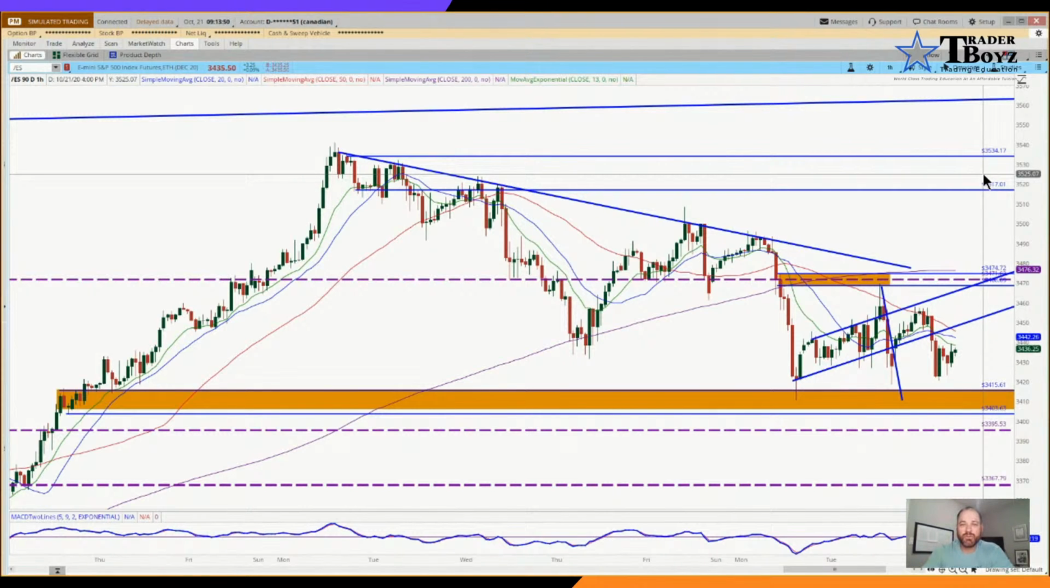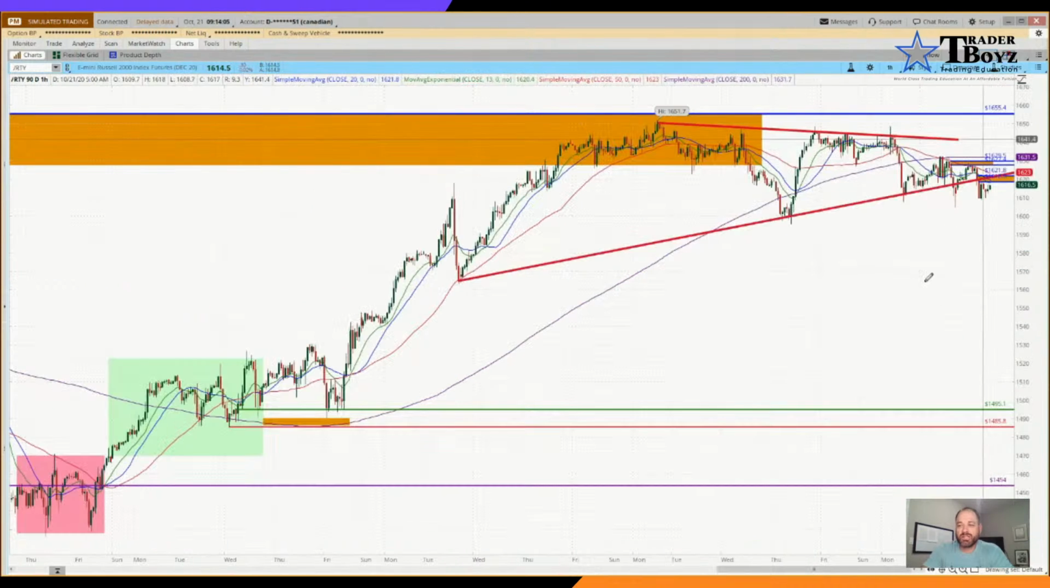This afternoon we've got Tesla coming up with earnings. That's going to have an impact on the markets. Next week you've got Apple, Amazon, and Google, some big names coming out. Those big tech companies are going to have a lot of influence on the direction of the market. So there's the S&P 500.